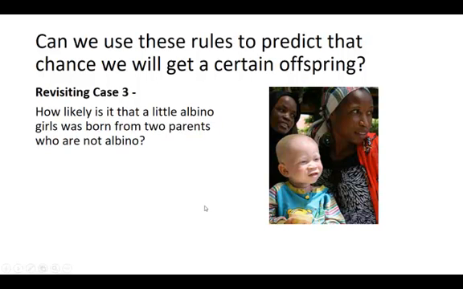So again, if we revisit our little albino girl, we were thinking yesterday about how come she is albino when neither of her parents are albino, even though her grandma is albino. But now I want to add to that question, how likely is it that we can get an albino little girl from two parents that are not albino?